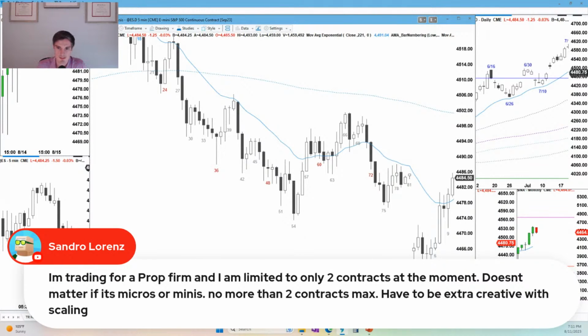Okay, question. I'm trading for a prop firm and I'm limited to only two contracts at the moment. Doesn't matter if it's micros or minis, no more than two contracts max. Have to be extra creative with scaling. Yeah, for one, based on what I know with prop firms, I think there's better prop firms out there that'll let you trade more contracts.